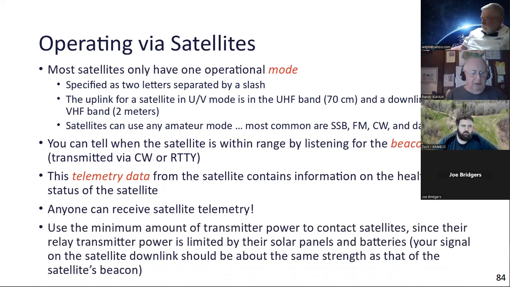Now, use the minimum amount of transmitter power. In other words, if you can hit a satellite with 5 watts, it's the same as a repeater. If you can hit it with 5 watts, use 5 watts to contact satellites, since their relay transmitter power is limited by their solar panels and batteries. Your signal on the satellite downlink should be about the same strength as the satellite's beacon.